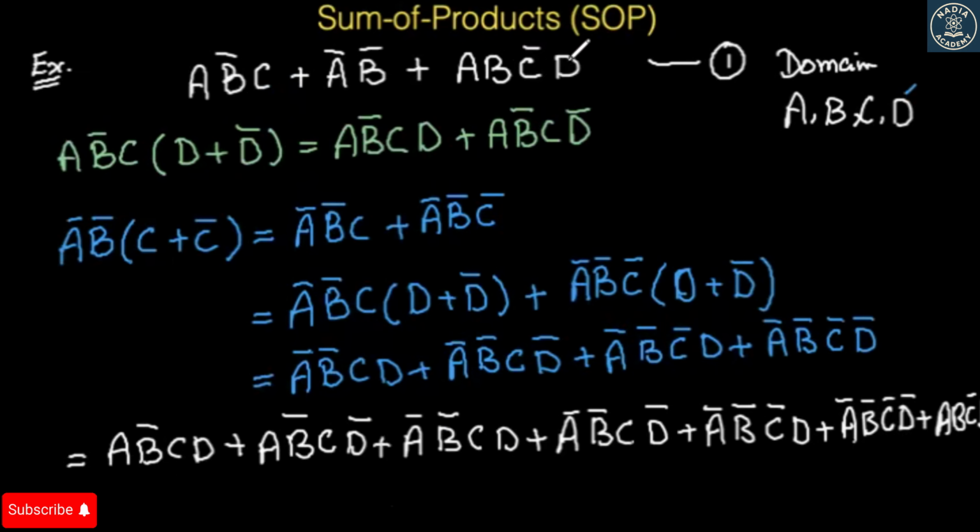Now you can see that these three terms are converted into seven terms. Both of these expressions are the same. We just converted our simple SOP expression into a standard SOP expression. And why are we converting our SOPs into standard form? Because this standard form is required for making Karnaugh maps, meaning the K-map.